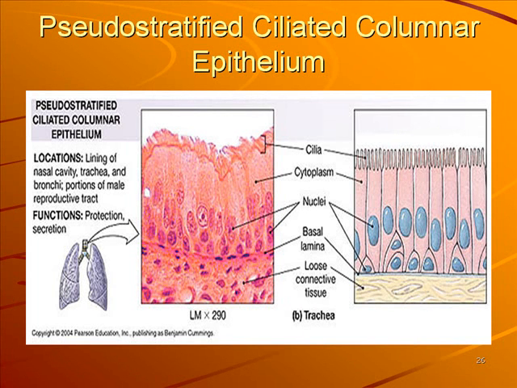bronchial tubes, also in the male and female reproductive tracts. Okay, function: protection and secretion.